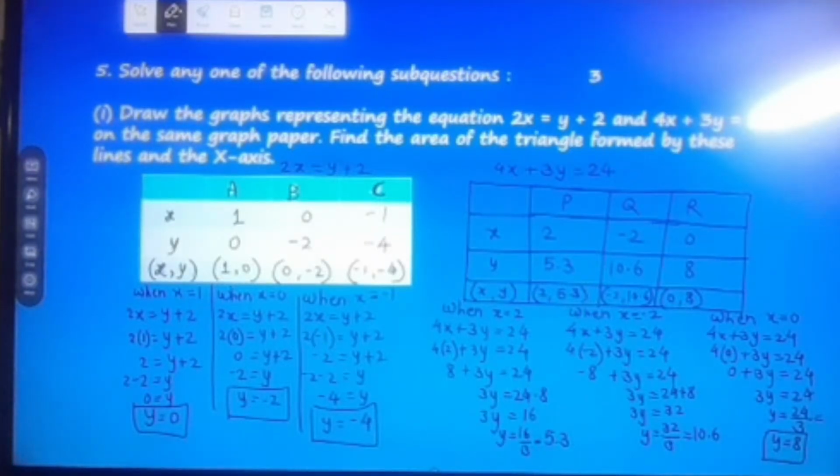Okay, first the coordinates. I write down here the coordinates: 1, 0 for the first graph, 0, minus 2, then minus 1, minus 4, and for the second equation, 2, 5.3, the second coordinate minus 2, 10.6, and the third one, 0, 8. Okay, so let us draw the graph.